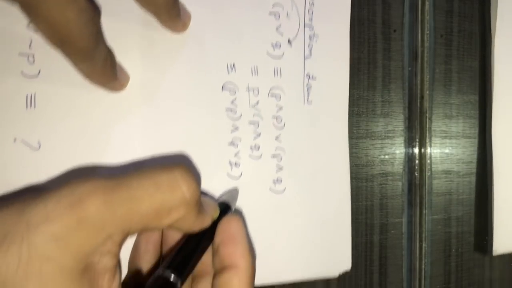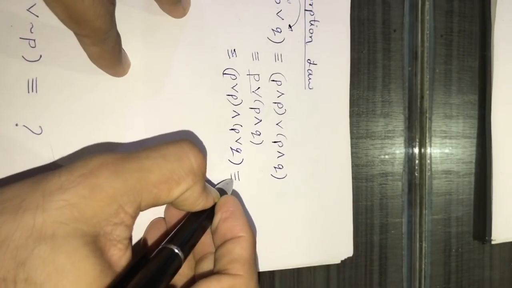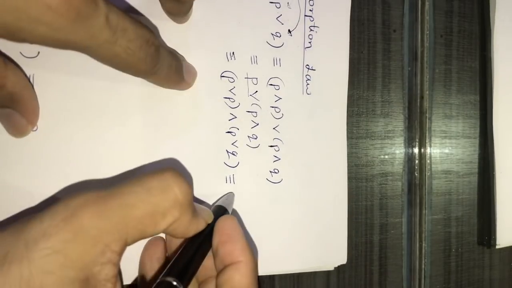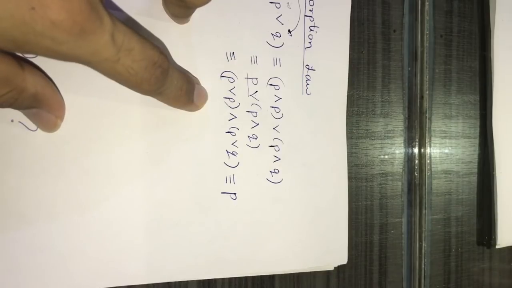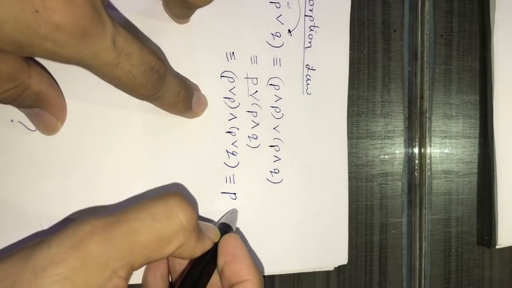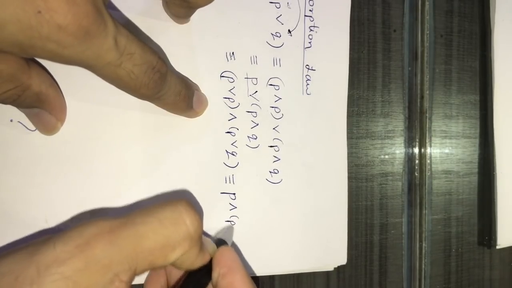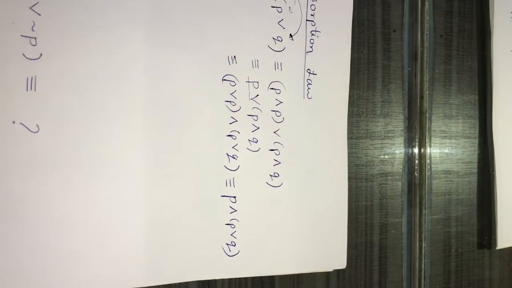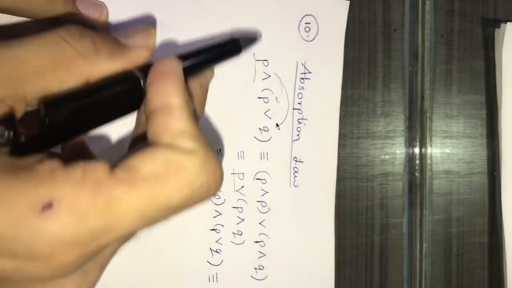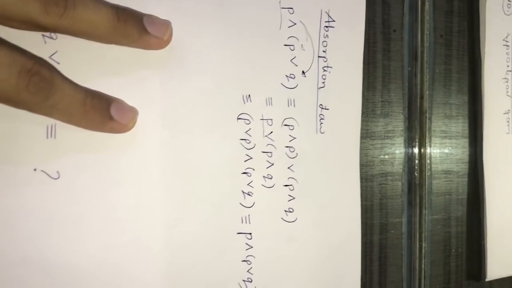If you want to find out what this is going to be, P or P by the idempotent law is again P. P or P is P, and we have P or Q. So we have got the same result. P and (P or Q), same result.